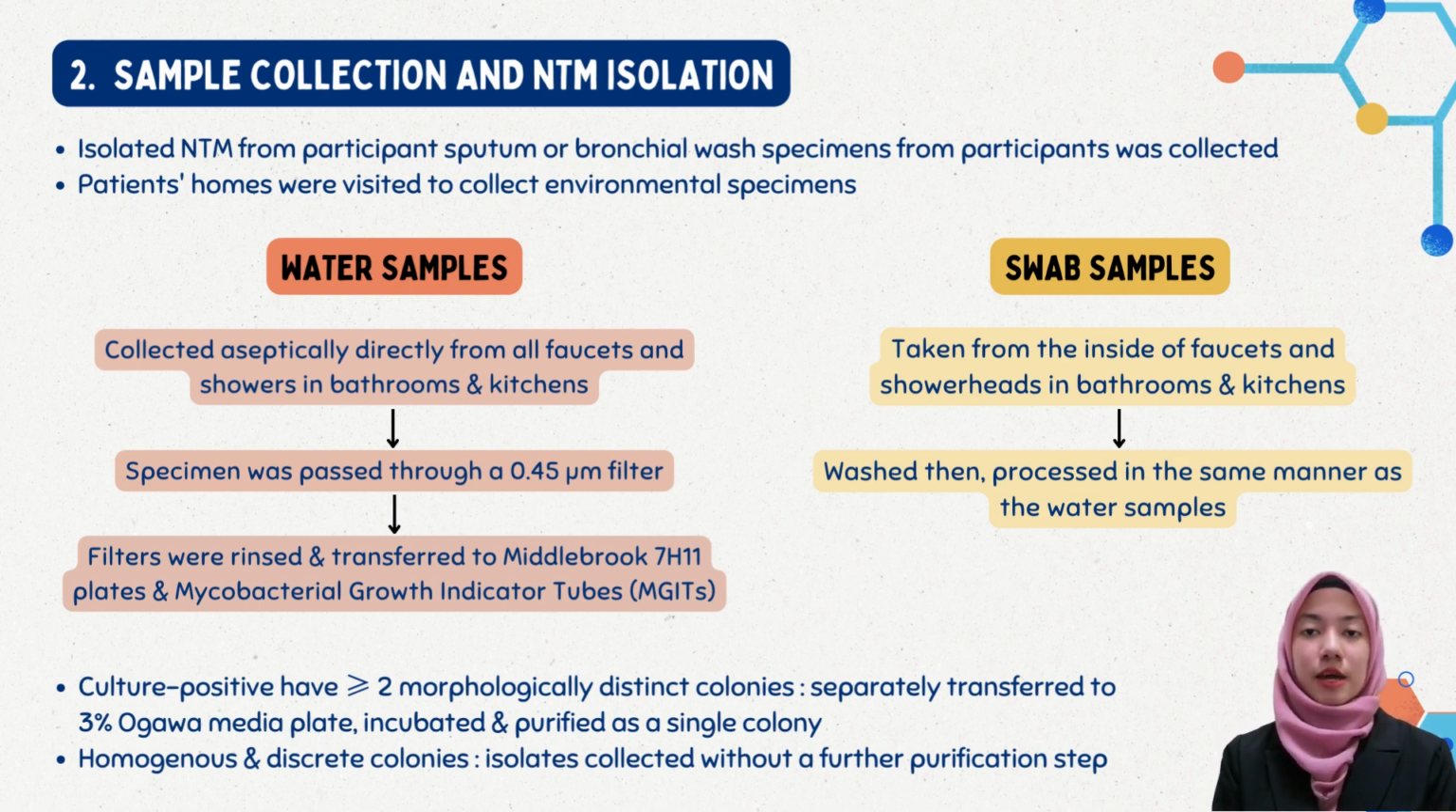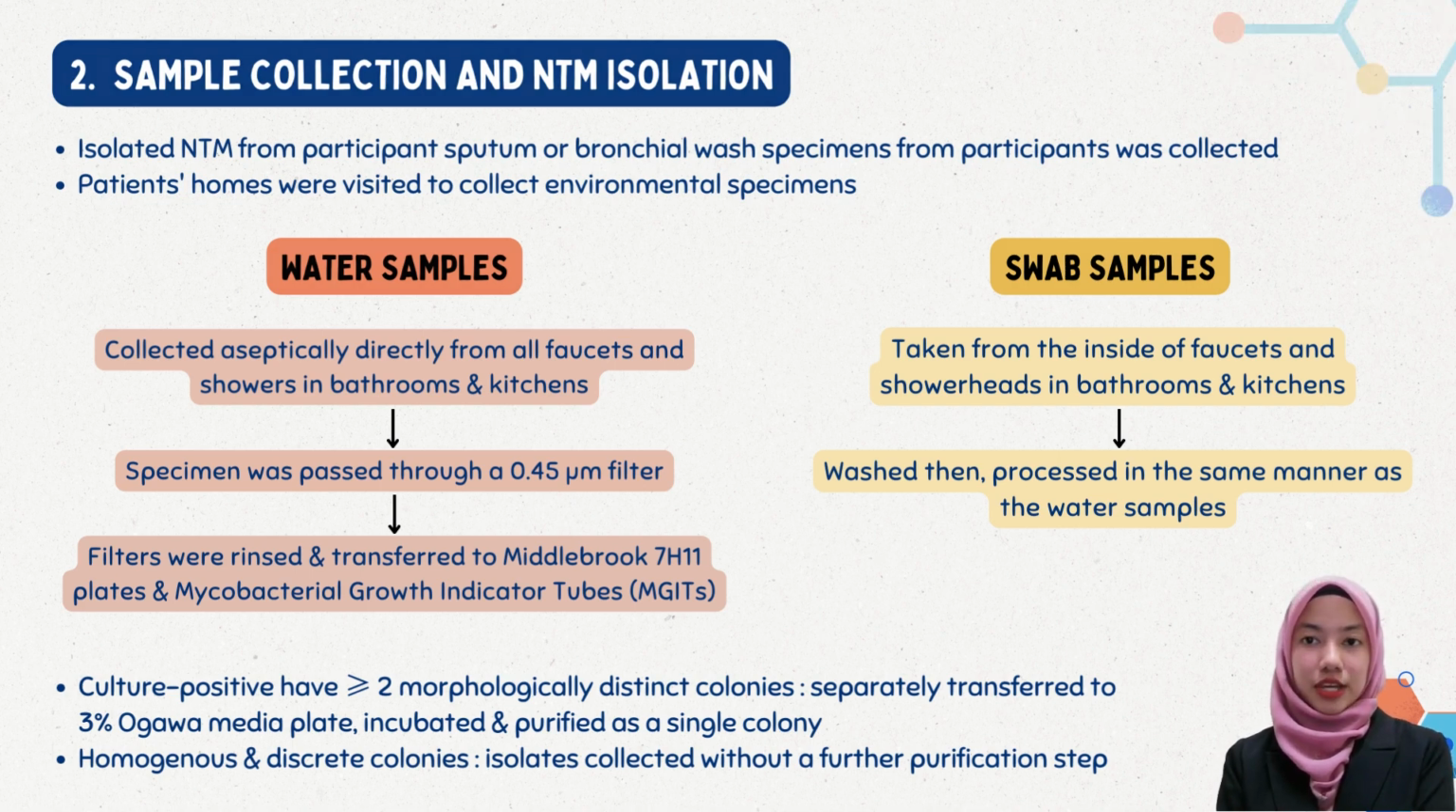All culture-positive MGITs were transferred to new Middlebrook 7H11 plates. If the culture-positive had more than 2 morphologically distinct colonies, they were separately transferred to 3% Ogawa media plates, incubated and purified as a single colony. If the culture had homogeneous and discrete colonies, the isolates were collected without a further purification step.